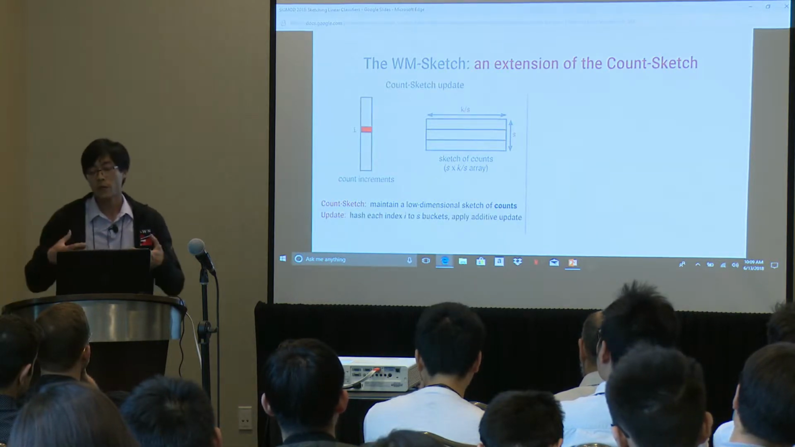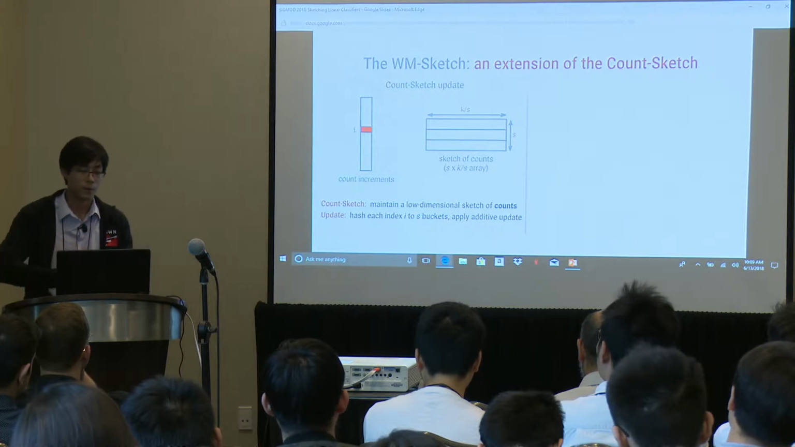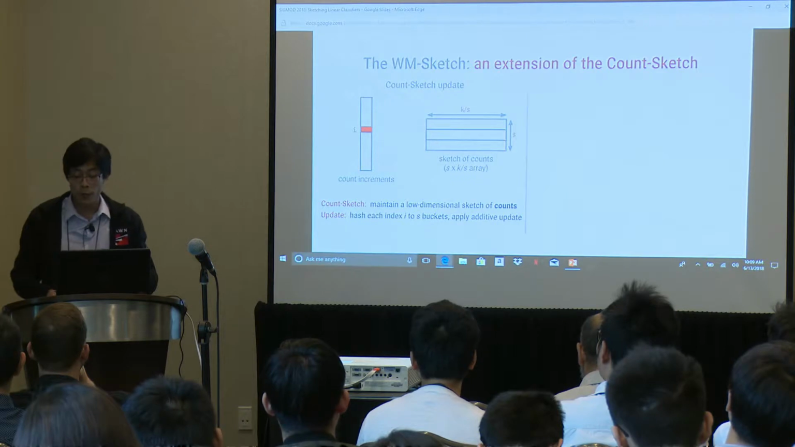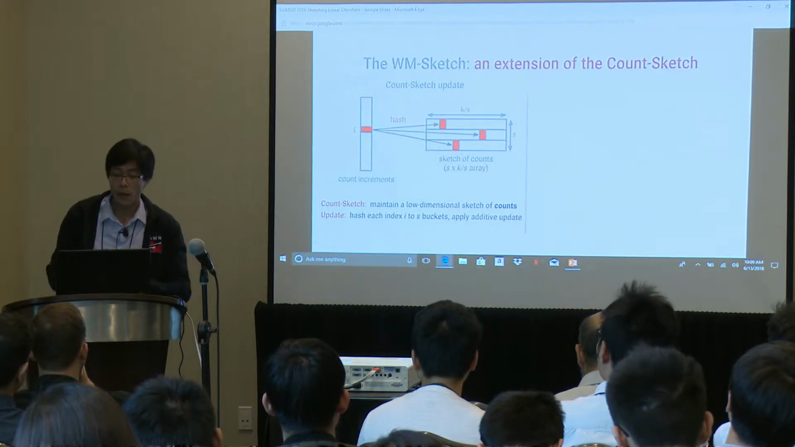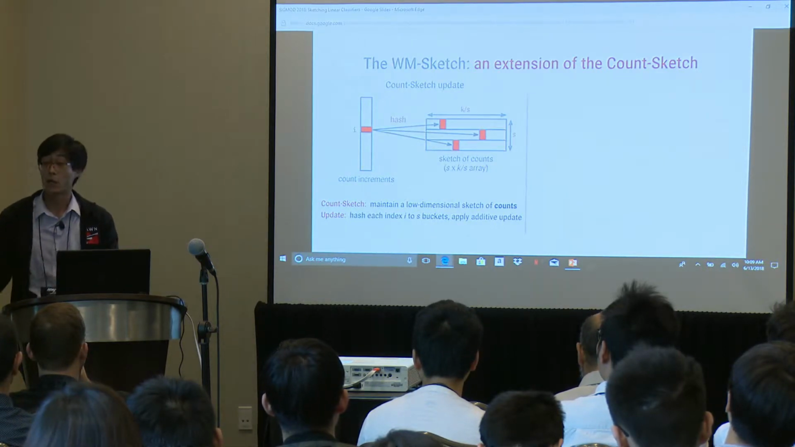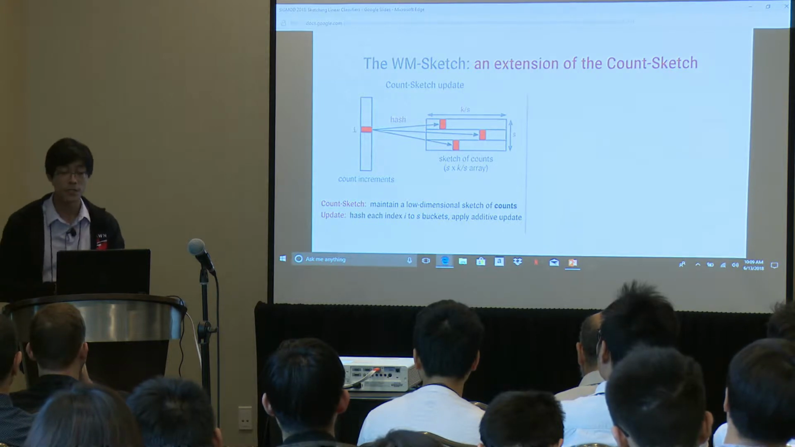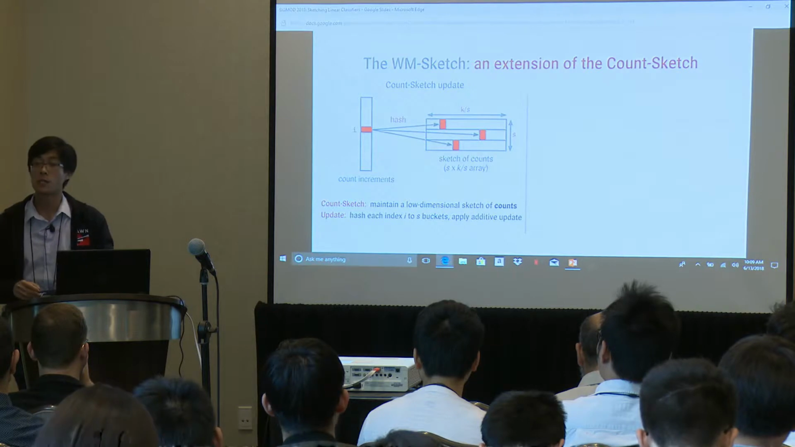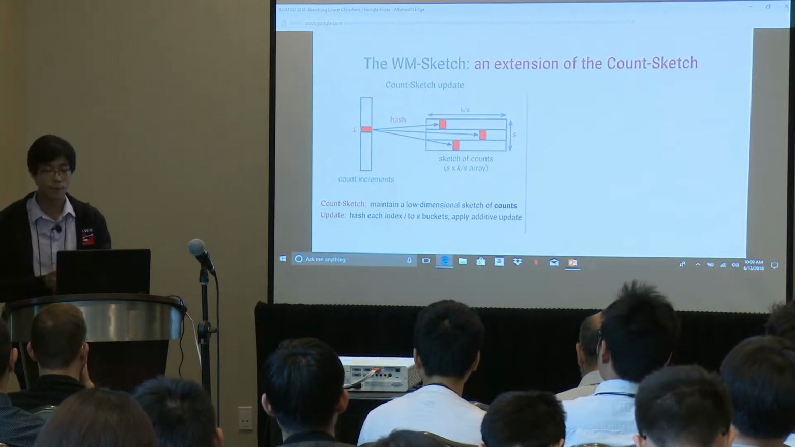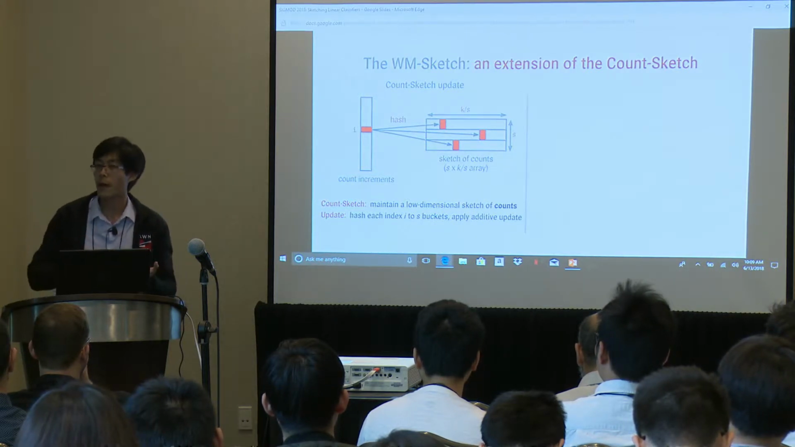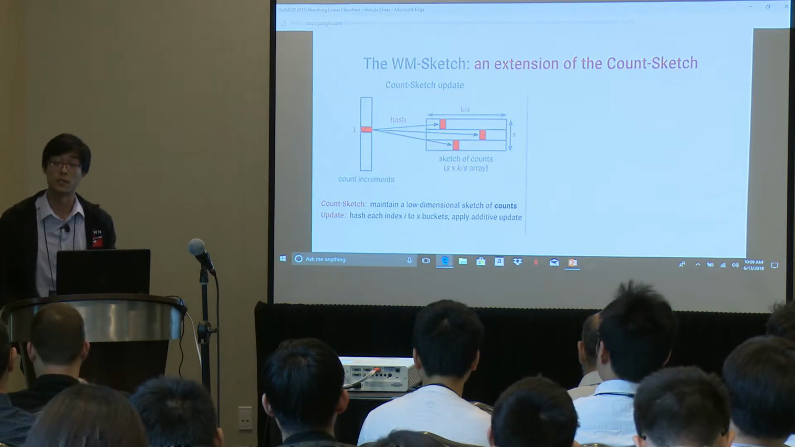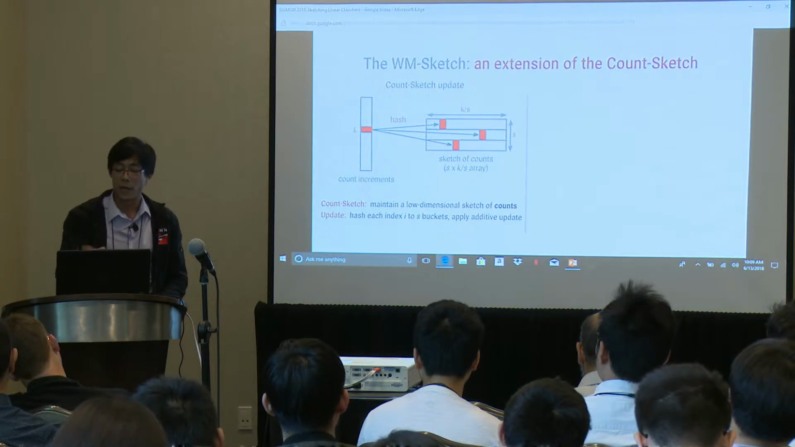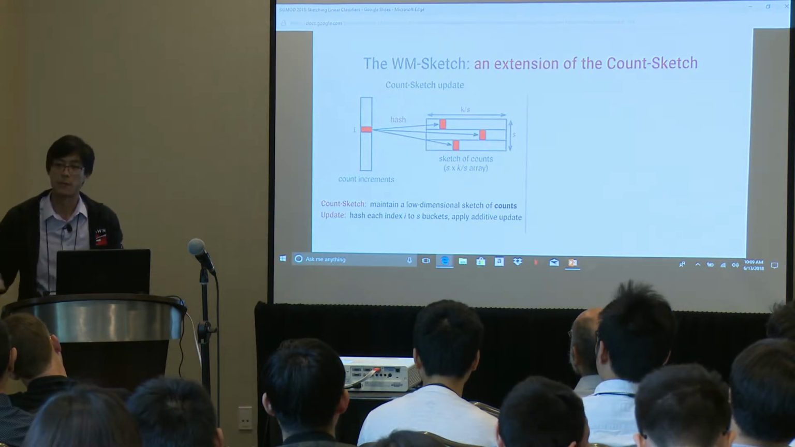Let's say we want to update the sketch with an increment for the count of some item I. The way we do this is we take the item I and compute the hash of it S times, with S independent hash functions. This picks out a sequence of distinct buckets within the sketch. And we simply apply an additive update to each of these buckets. In particular, the additive update is just the value of the count increment multiplied by a random sign flip. So it's very simple.